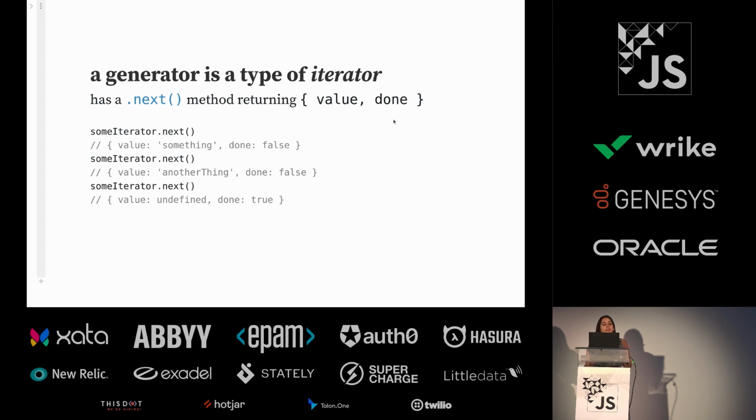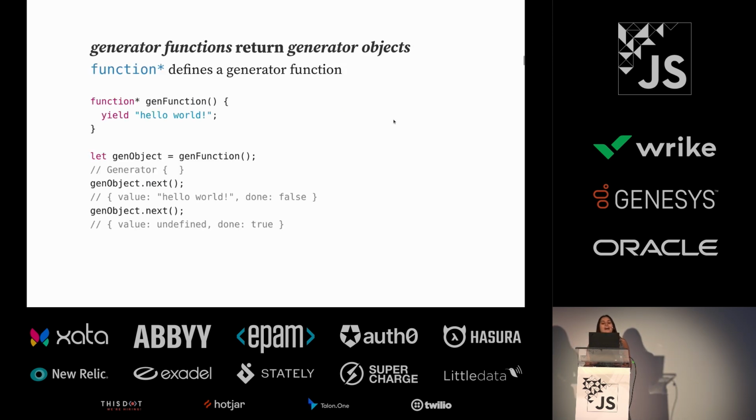So iterators, and generators as a type of iterator, are useful for doing iteration. You're going to hear me say the word iterate like 8,000 times today, so prepare.